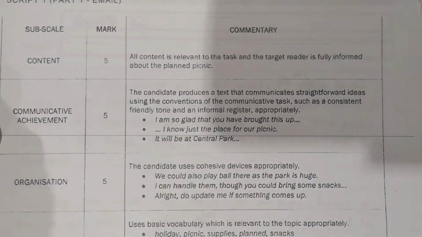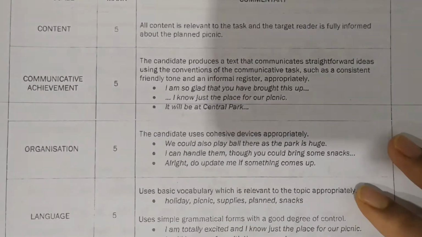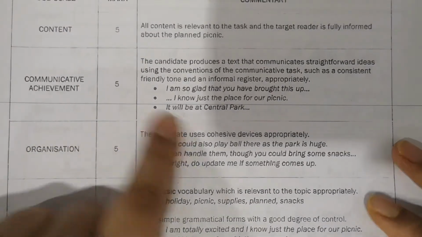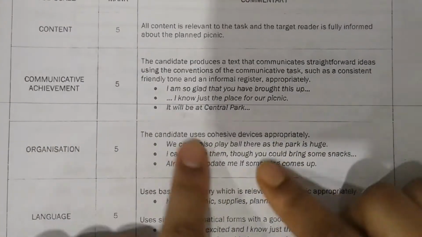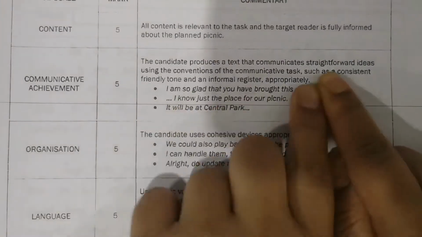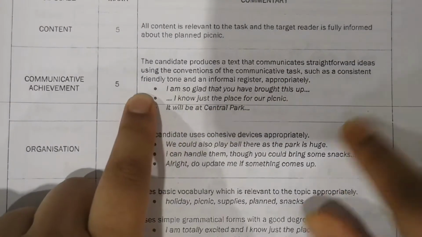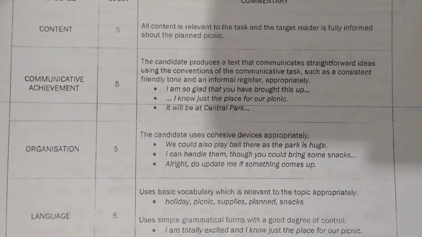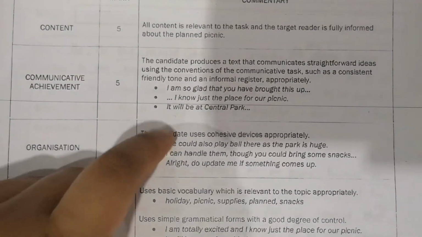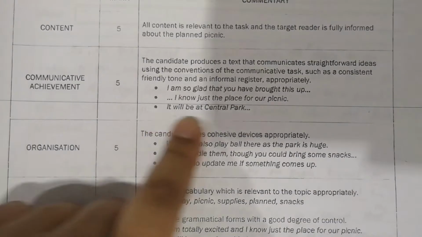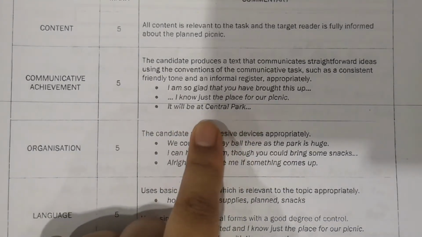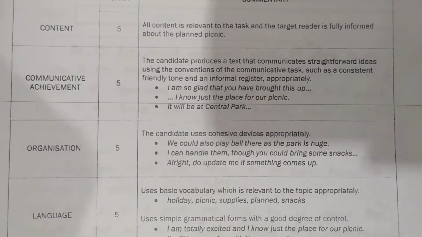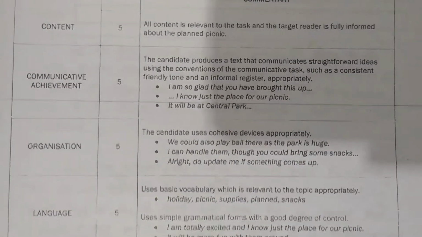And the second one is communicative achievement. Communicative achievement means you will be rewarded based on your idea. Okay, straightforward ideas. Your ideas are not rubbish, and you can give good ideas. Okay, like these are the examples of what you can put in here. You can add a little bit of your own ideas when writing this.